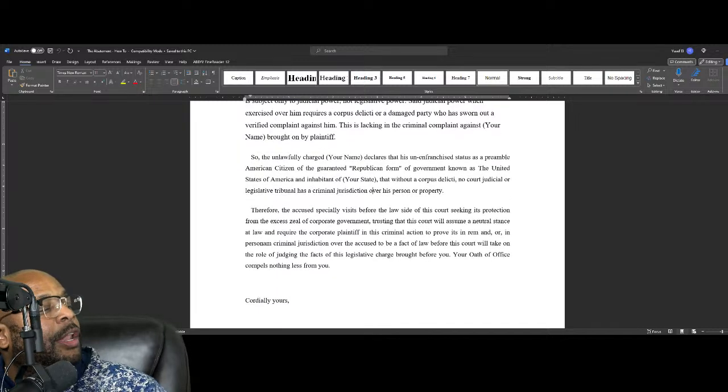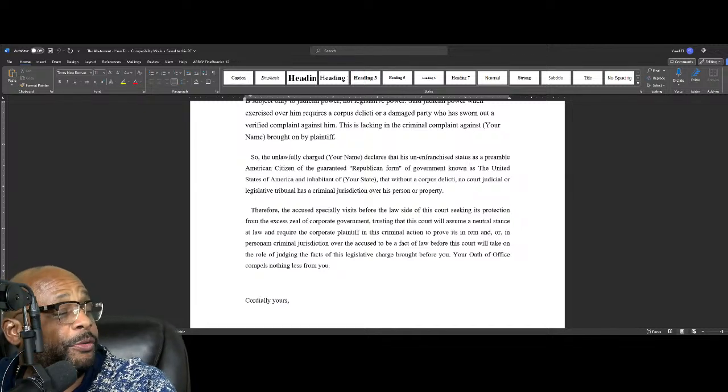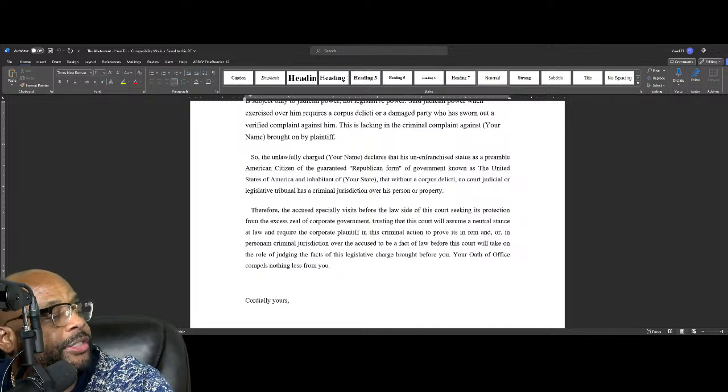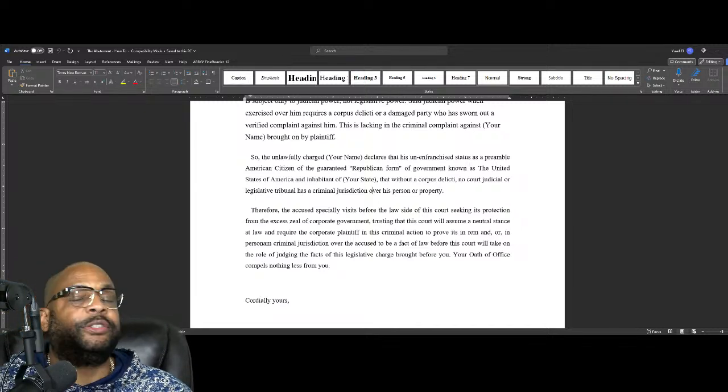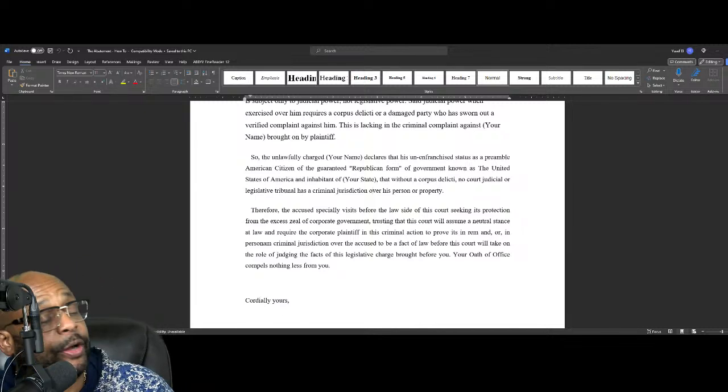It says, so the unlawfully charged John Henry Doe declares that this unenfranchised status as a preambled American citizen of the guaranteed Republican form of government known as the United States of America, an inhabitant of the Georgia Republic or Texas Republic, that without a corpus delicti, no court, judicial, or legislative tribunal has a criminal jurisdiction over his person or property. And this is really interesting right here. This is a very, very powerfully charged paragraph as well.